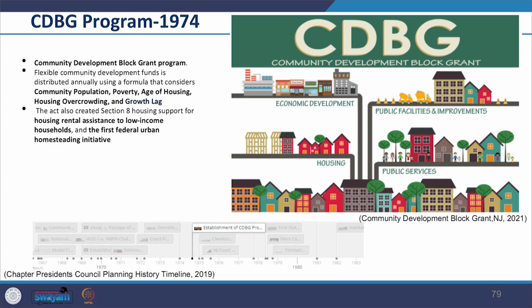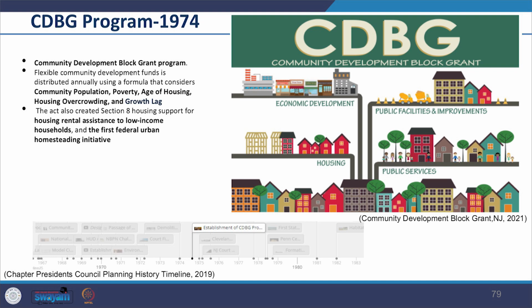Further, in 1974, we see the establishment of the Community Development Block Grant Program. The Housing and Community Development Act of 1974 created the Community Development Block Grant, CDBG, program. Under this program, a block of flexible community development funds is distributed annually using a formula that considers community population, poverty, age of housing, housing overcrowding, and growth lag.